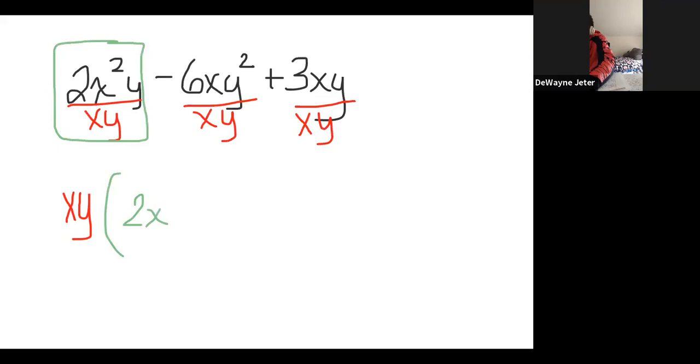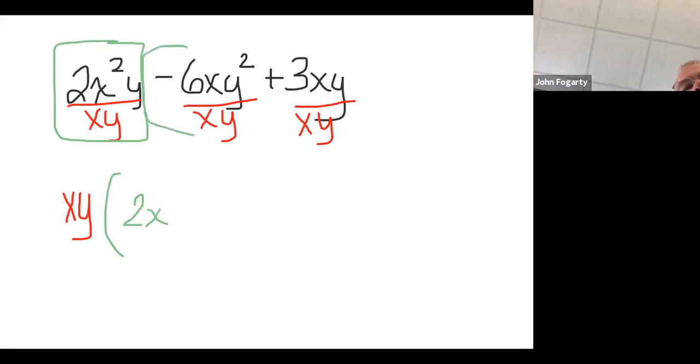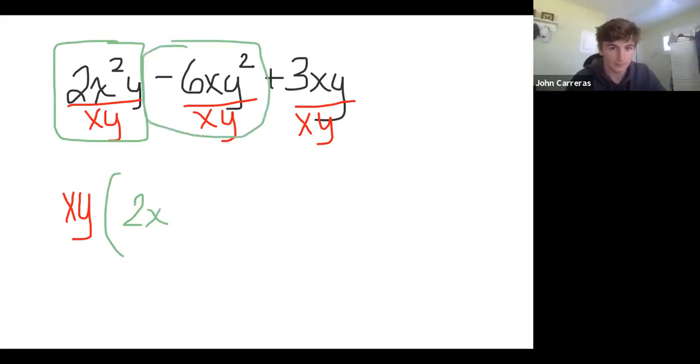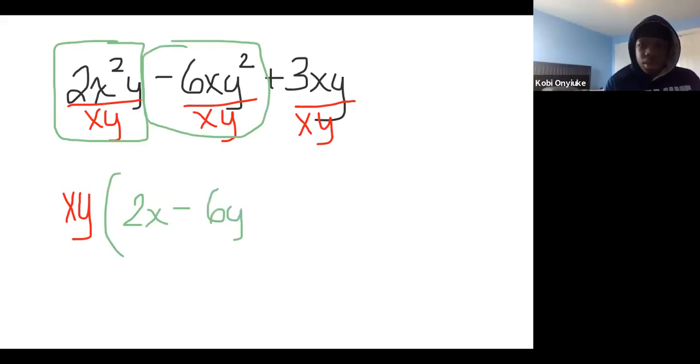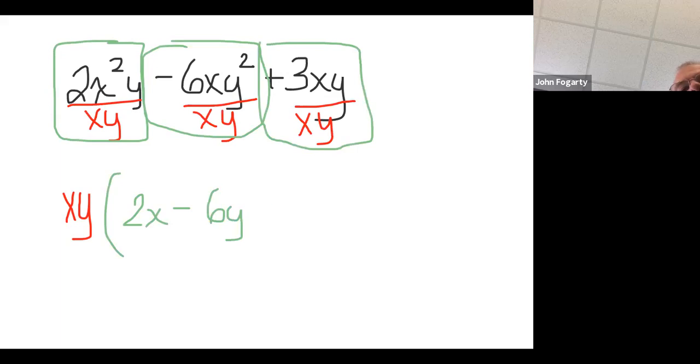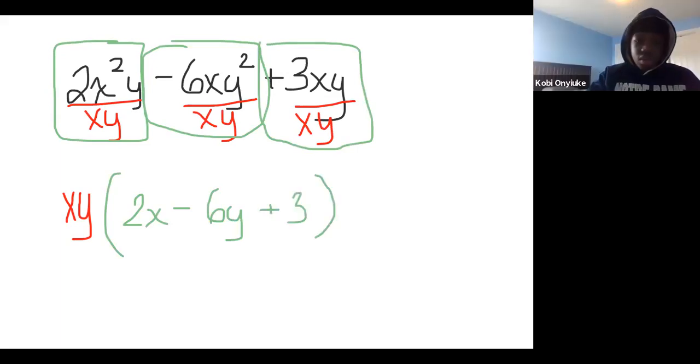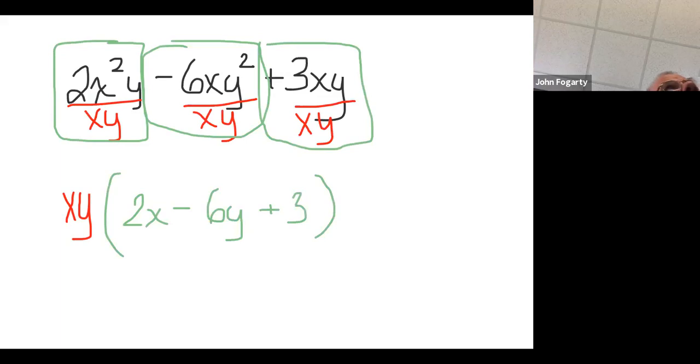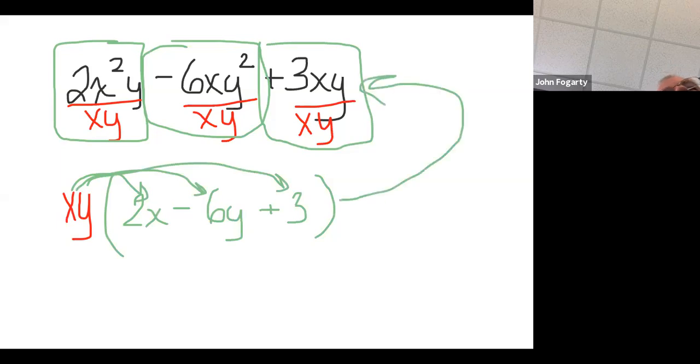2x. Thank you. If I do this little problem right here, what do I end up with? Minus 6y. Thank you. And then if I do this little problem, what do I end up with? Plus 3. Good. So once you have that done, you could check yourself by doing the distributive property. And if you do that, you should end up with what you started with. Comprende?